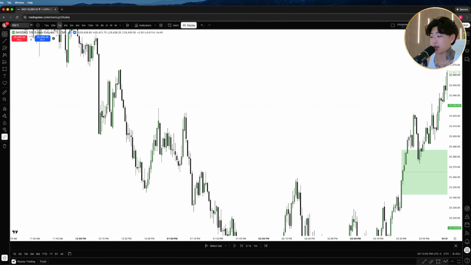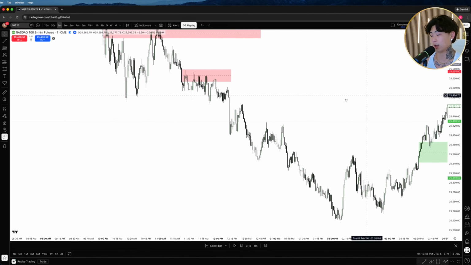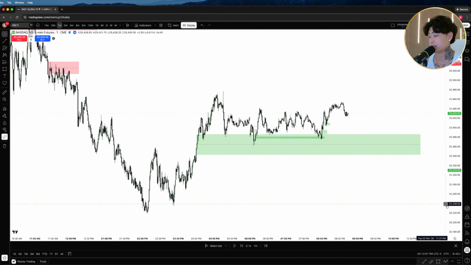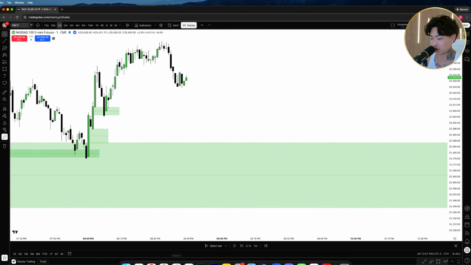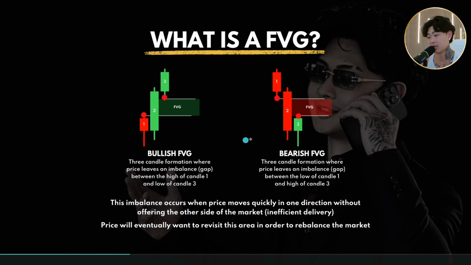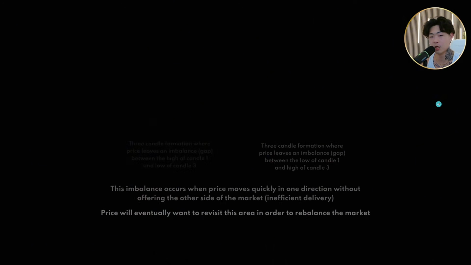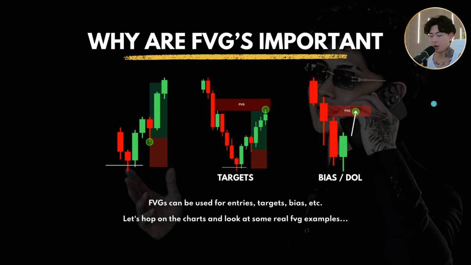So see the power of fair value gaps when you start to layer them through the different time frames, guys. But now you understand exactly what those are. It's simply the inefficiency between that 3 candle pattern. Now let's go ahead and move on. And why exactly are fair value gaps important? Well, we just showed you how to use them in an entry context, but they can also be used for targets, for bias, etc., draw on liquidity. So we're going to also hop on the charts and take a look at that.